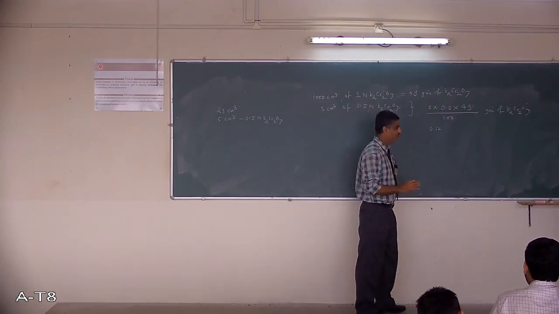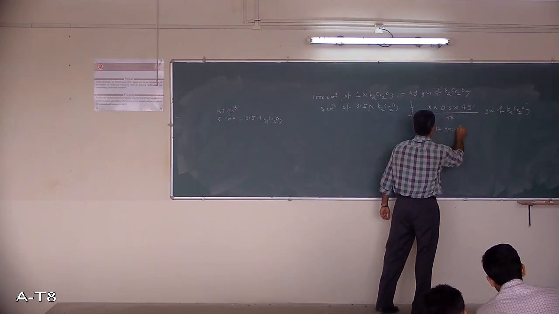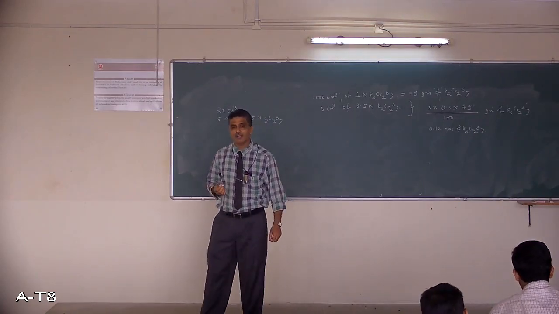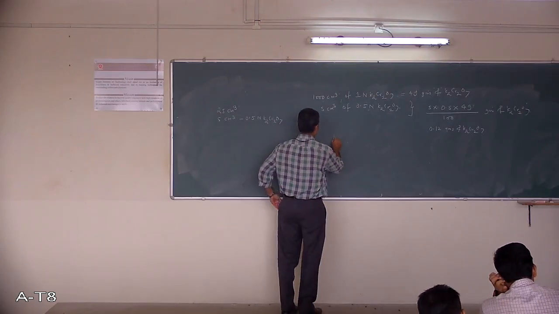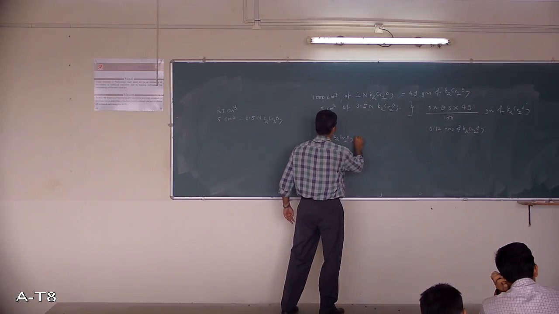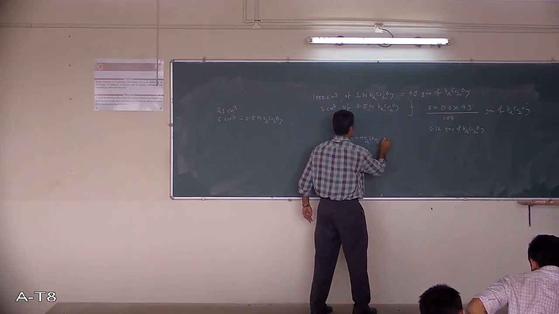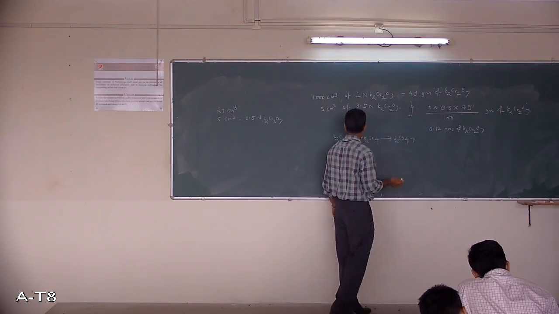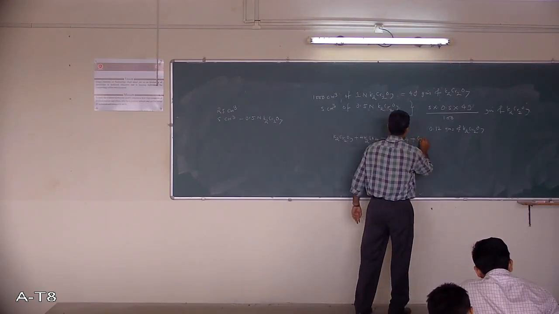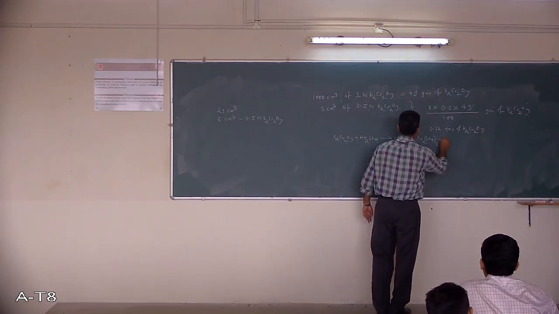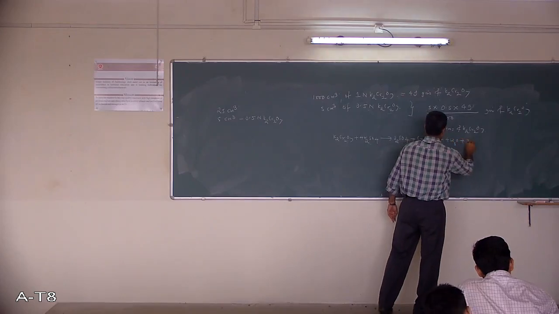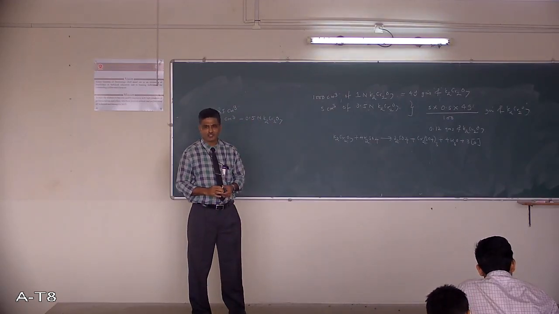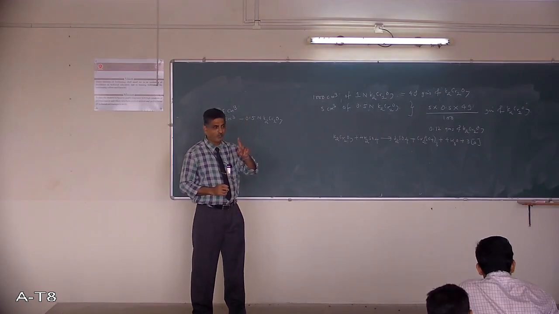0.123, 0.12 is enough, grams of K2Cr2O7. Now you are familiar with this equation where K2Cr2O7 acts as a strong oxidizing agent. I'm going to write that equation: K2Cr2O7 plus 4H2SO4 gives K2SO4 plus Cr2(SO4)3 plus 4H2O plus 3 oxygen. Here, when K2Cr2O7 acts as a strong oxidizing agent, 1 mole of K2Cr2O7 gives 3 moles of oxygen.